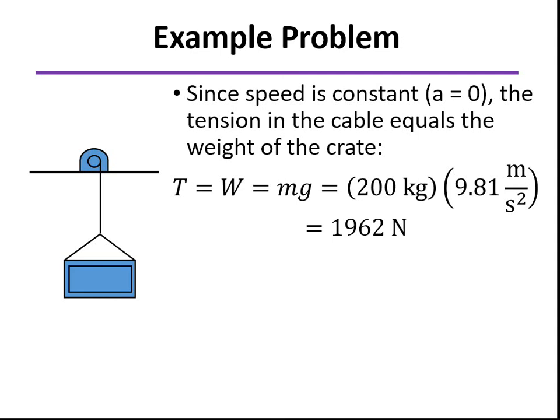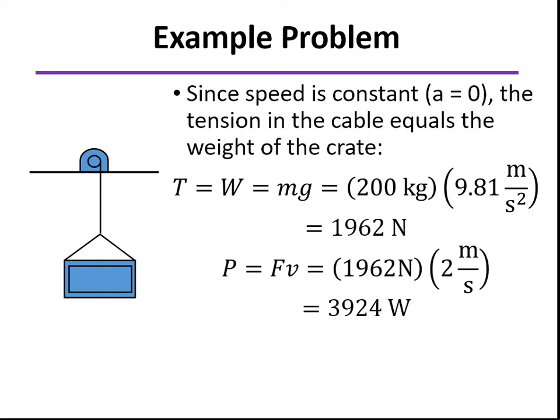So we will say that the motor is pulling with a tensile force equal to the weight, which in this case works out to be 1962 newtons. And so that's the force. We multiply that by the speed of 2 meters per second, and we come up with 3,924 Newton meters per second, or 3924 watts. And since we should use proper SI prefixes, we'll make that 3.92 kilowatts. So that's a simple example of calculating the power.